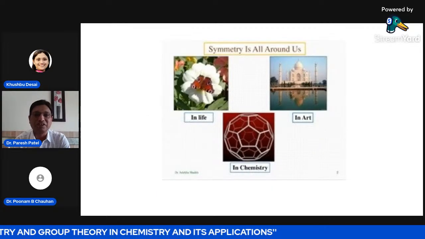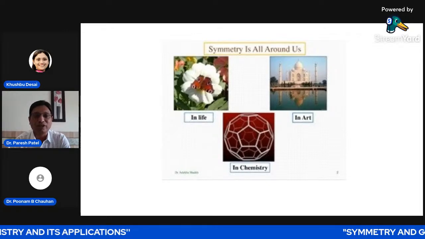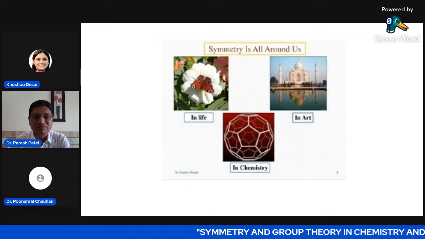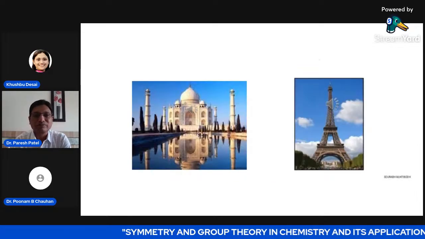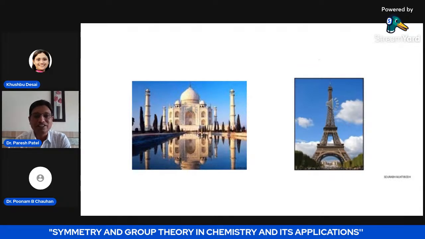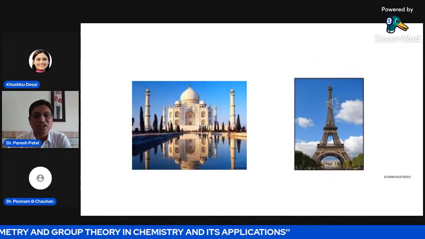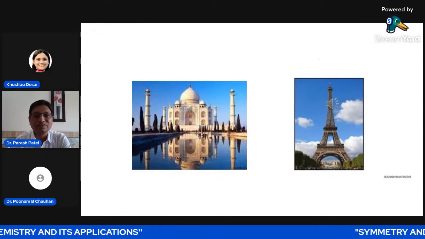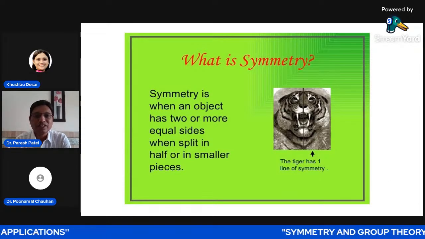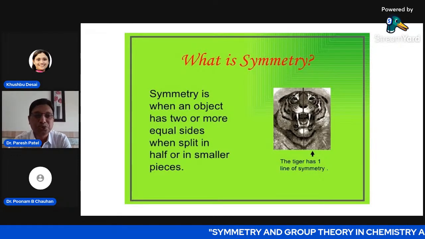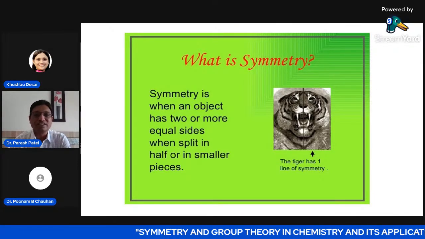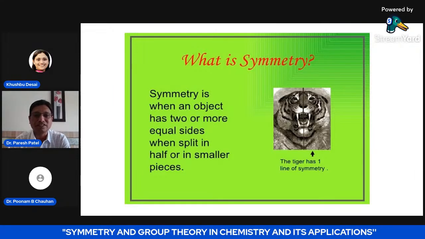So symmetry is all around us. This is a very beautiful butterfly, the Taj Mahal, as well as in chemistry also. Next slide, please. Okay, this is the two-fold axis of symmetry in the Taj Mahal as well as in the Eiffel Tower. Next, please. So symmetry is when an object has two or more equal sides, when split in half into similar pieces.